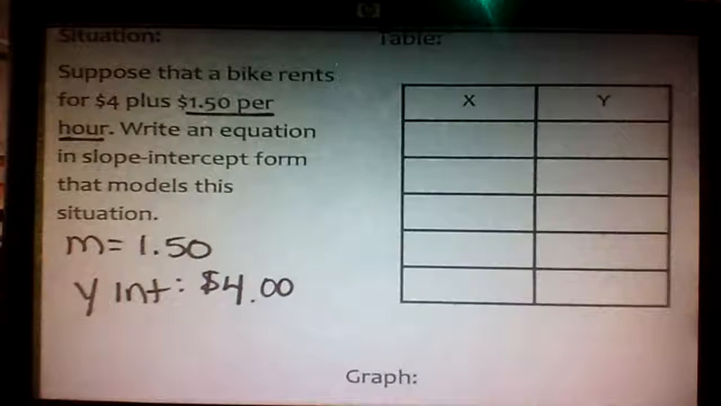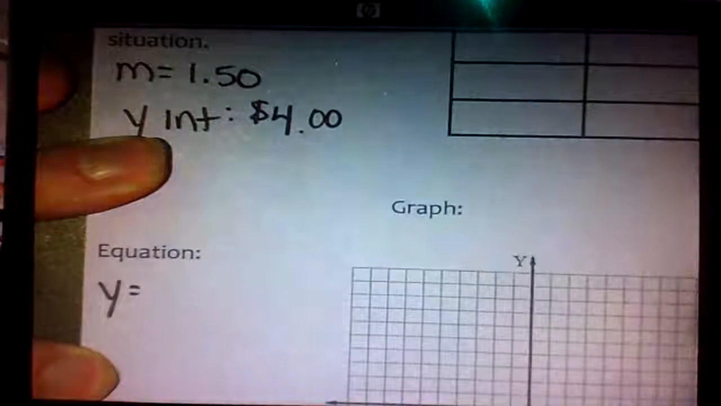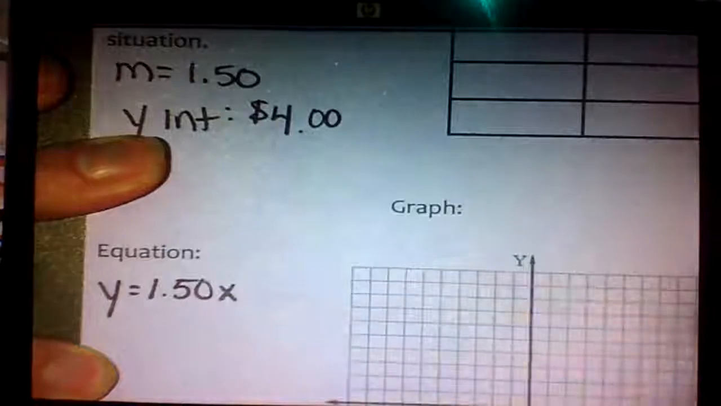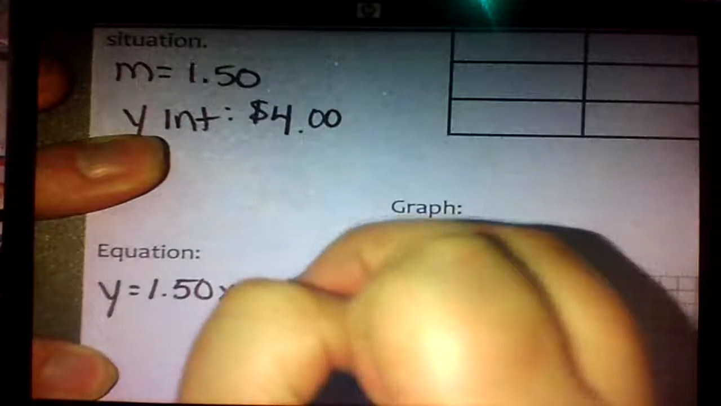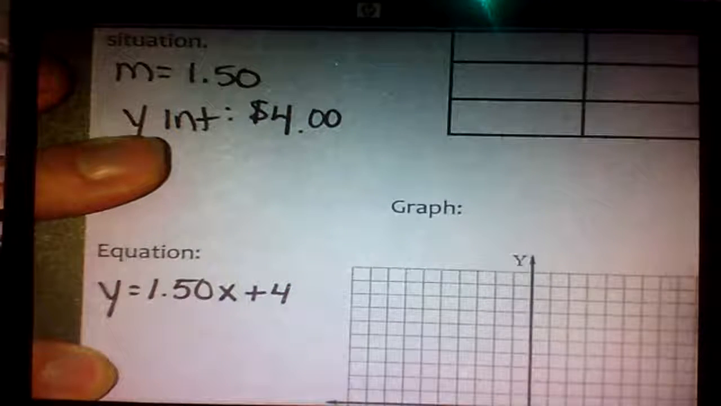Okay. So now that I have my slope and my y-intercept, I can write myself an equation. Y equals my slope times x, so 1.50x plus my y-intercept of $4.